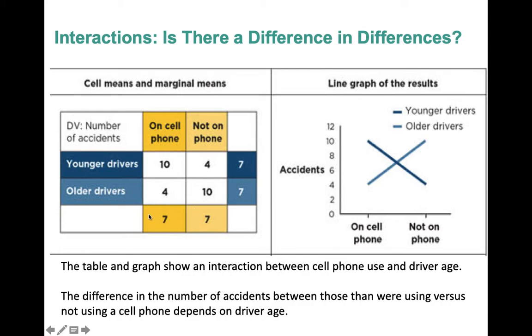So what we're looking at here is that there's a difference in the differences, okay? On the cell phone, we get a difference such that young drivers have 6 more, but not on a cell phone, a difference such that young drivers have 6 fewer accidents. So we can say that the difference in the number of accidents between those using versus not using a cell phone depends on driver's age, okay?